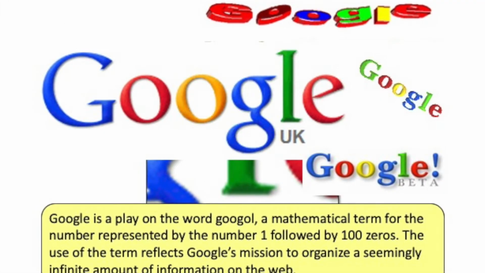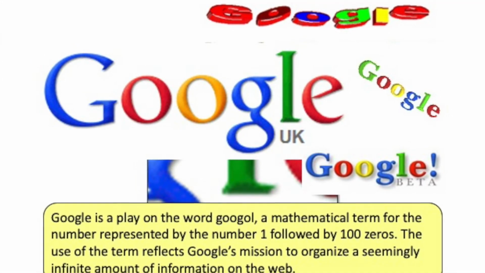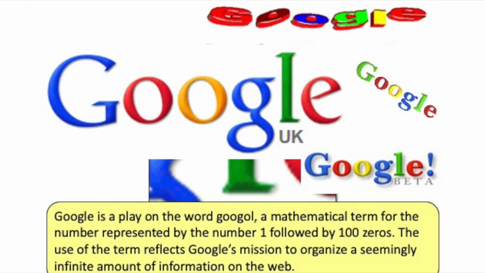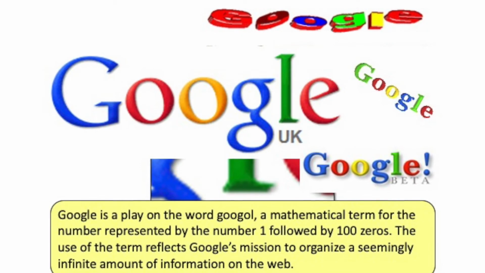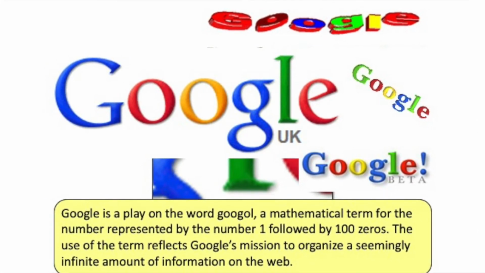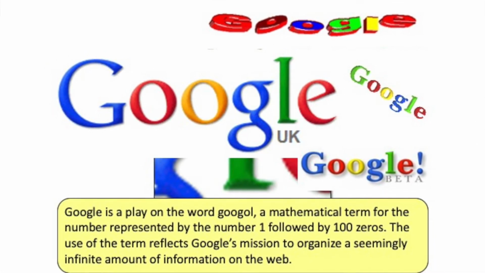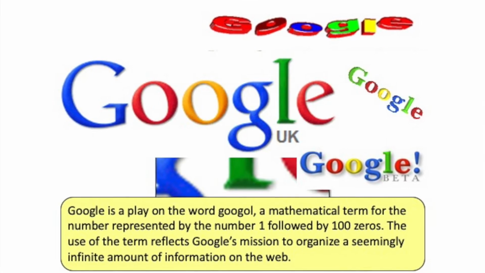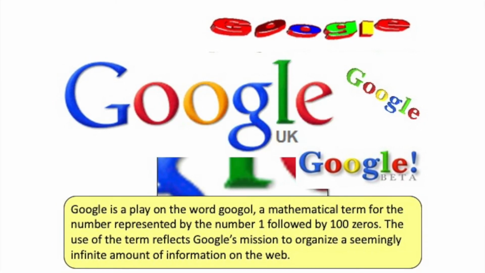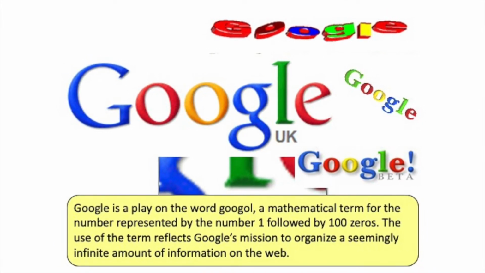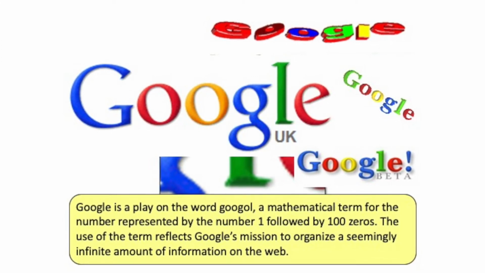This last one is Google. Google is a play on the word googol, which is a math term for the number one followed by 100 zeros. The term reflects Google's mission to organize an infinite amount of information on the web.